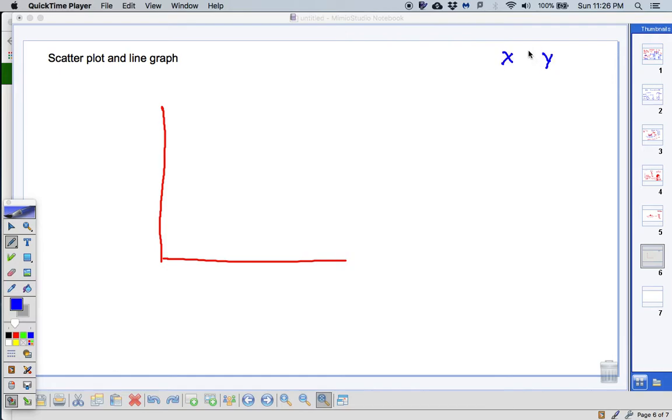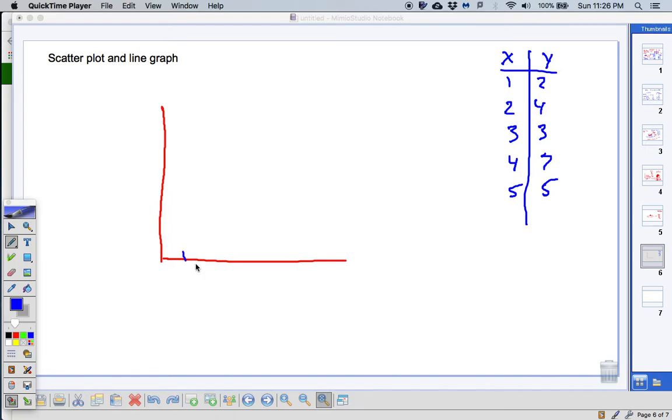You've got an x, y here. We'll just make a t-table. And let's say that we've got 1, 2; 2, 4; 3, 3; 4, 7; and how about 5, 5? Okay. So a scatter plot is simply you graph these points.